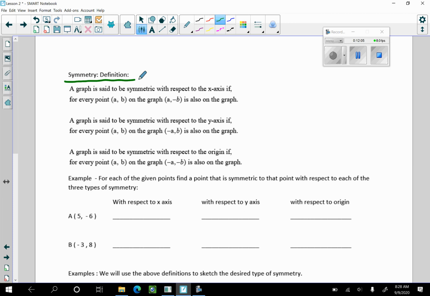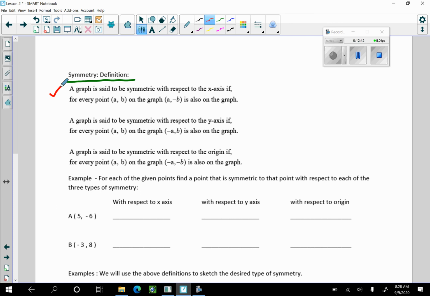So here's what it means. A graph is said to be symmetric with respect to the x-axis if for every point (a, b) on the graph, (a, -b) is also on the graph. These definitions will be much clearer once we come up with a graphical representation. But you do need to know these definitions, and once you get them down, they're going to be very easy to know. You'll see how easy they are.